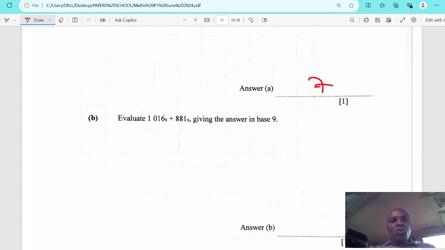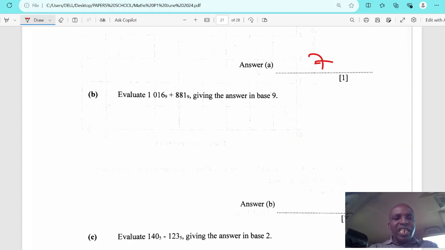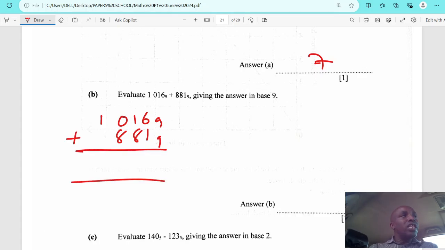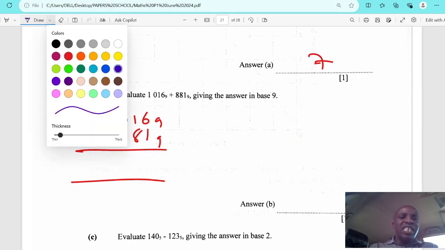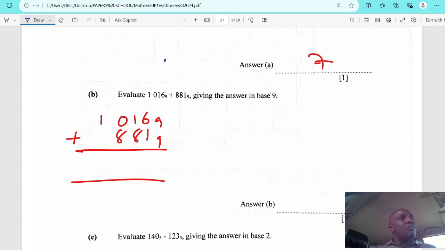Next, evaluate, give your answer in base 9. So write it down, 1016 base 9, then 881 base 9, you add. Right, the rule on a chain of number bases is that the number that you write must not be more than or equal to the base. In this case, 9. 6 plus 1 is 7. Just write your 7, it is less than 9, our base. Then 1 plus 8 is now 9. It's equal to the base. So you can write 9 here.